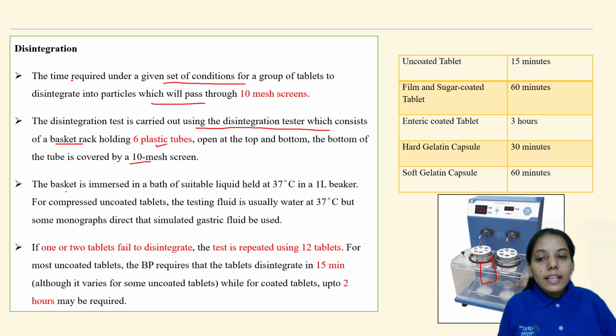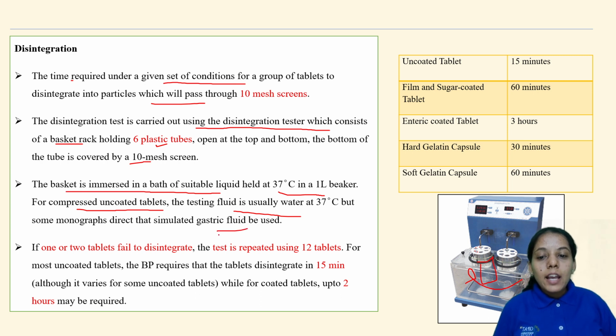The basket is immersed in a bath of a suitable liquid held at 37 degrees Celsius in a 1 liter beaker. So this is a beaker, and this is a water bath, which maintains the temperature of 37 degrees Celsius. For compressed and uncoated tablets, the testing fluid is usually water at 37 degrees Celsius, but instead of water, simulated gastric fluid may also be used.